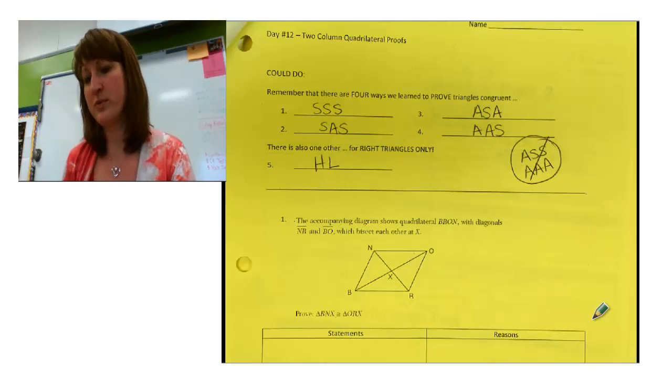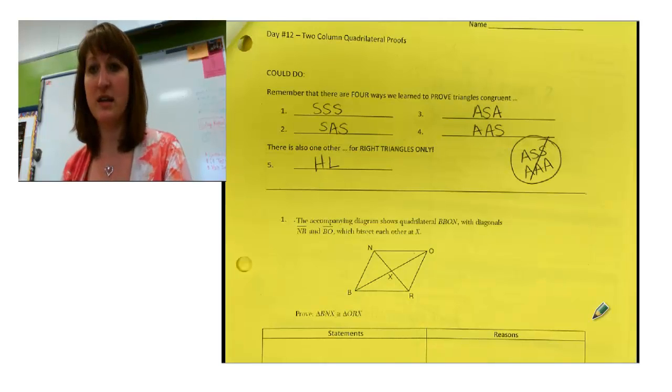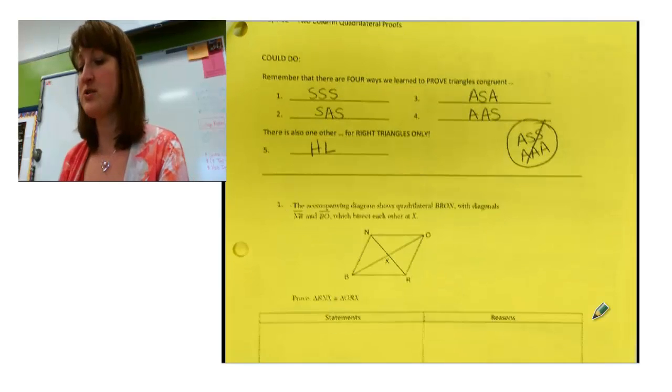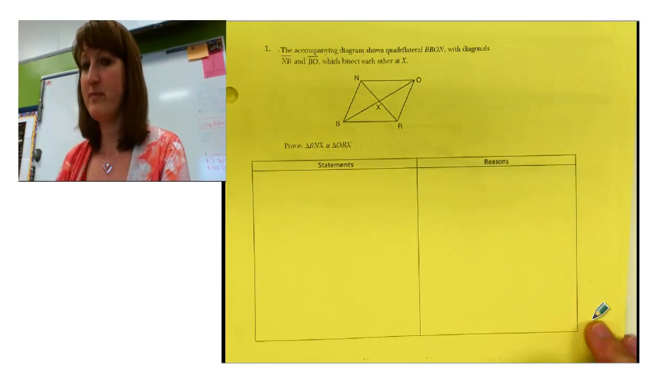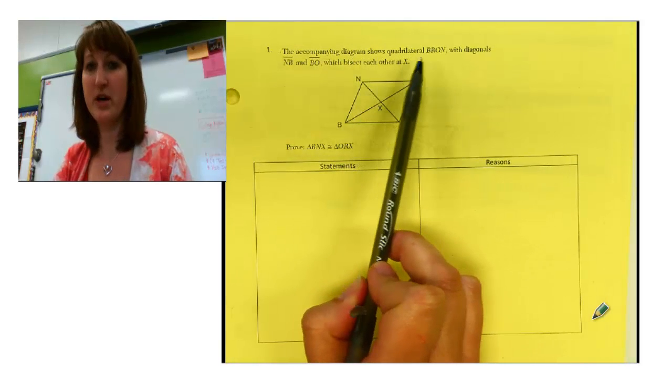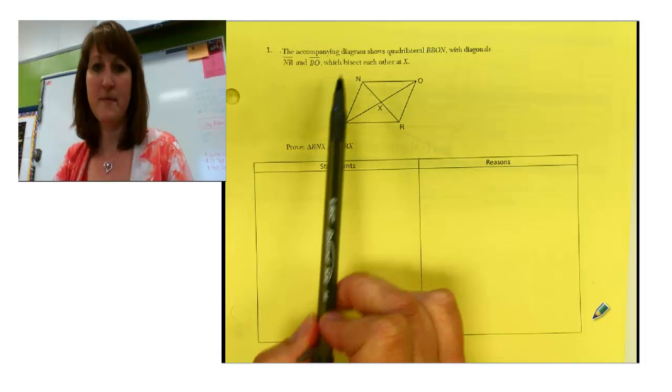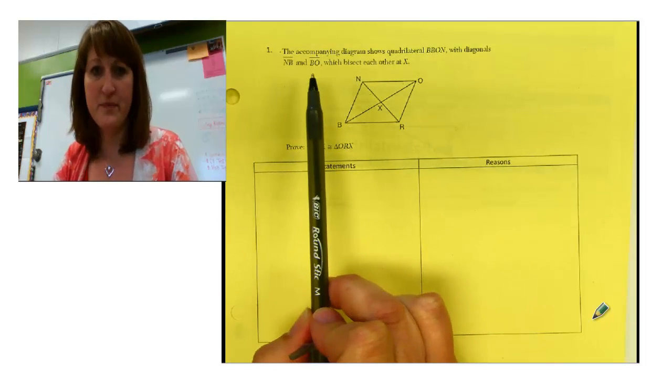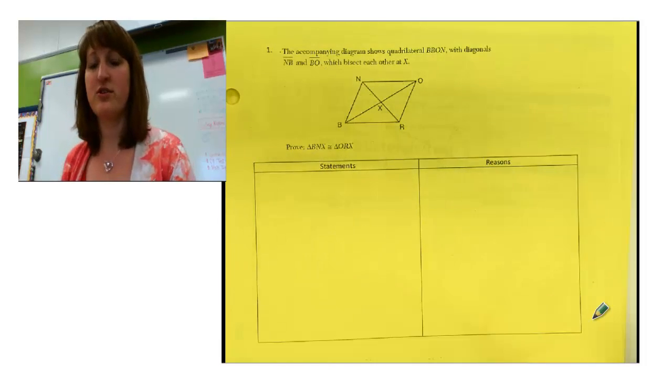Alright, so I'm going to do one of the proofs in your packet with you, and then let you do the other 2 on your own. So, here's what we have. In this proof, it says that the accompanying diagram shows quadrilateral BRON with the diagonals NR and BO. And then it says that they bisect each other at X.